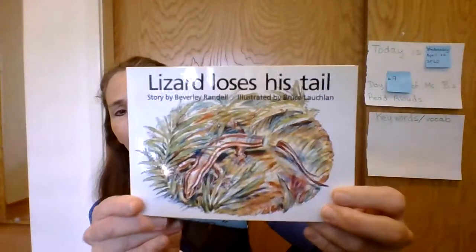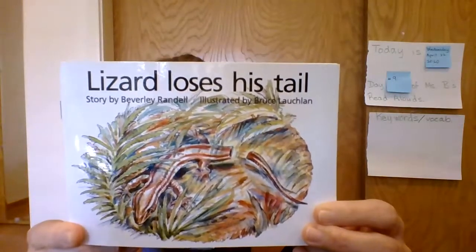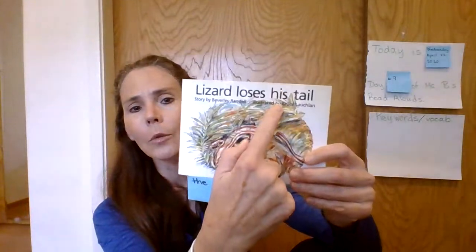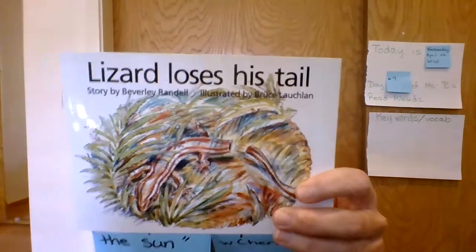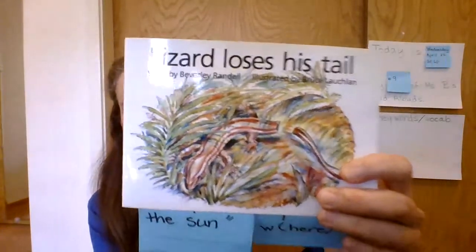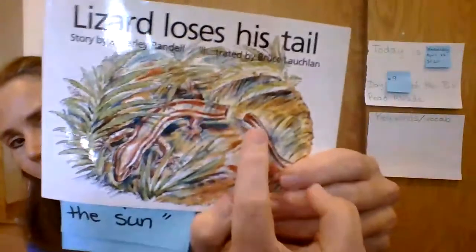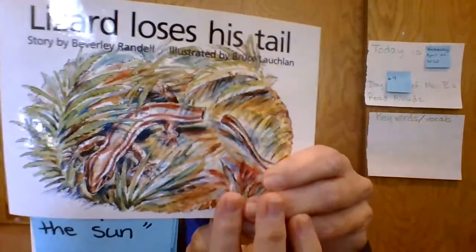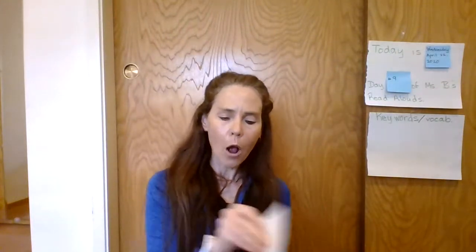This story is called Lizard Loses His Tail. So immediately, if you are an experienced reader, you know that his refers to the lizard. His what? His tail. What happens to his tail? He loses his tail. So first I'm just going to show you the pictures. If you notice on the cover, there is something going on here with the tail. He loses his tail. So I'm just going to do something called a picture walk first. This is a story by Beverly Randall, and it's illustrated by Bruce Laughlin.